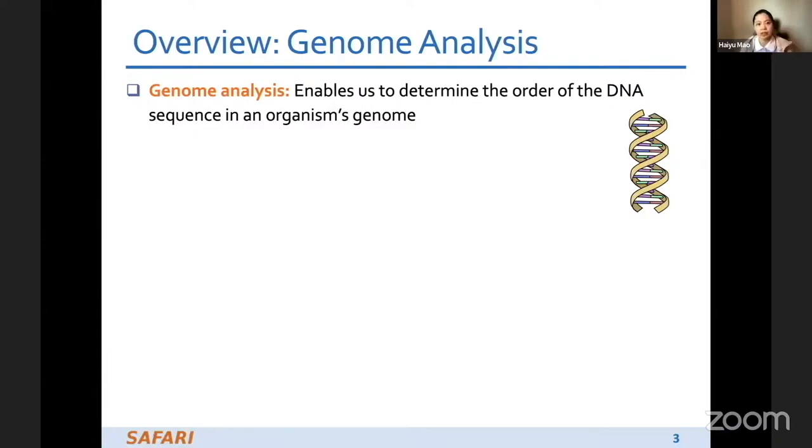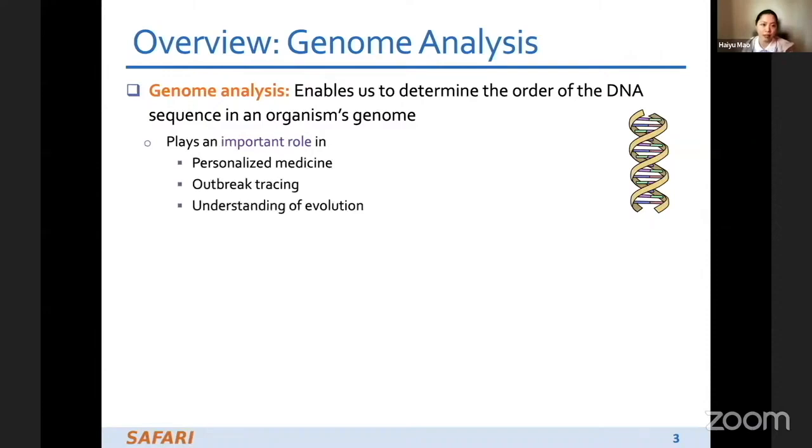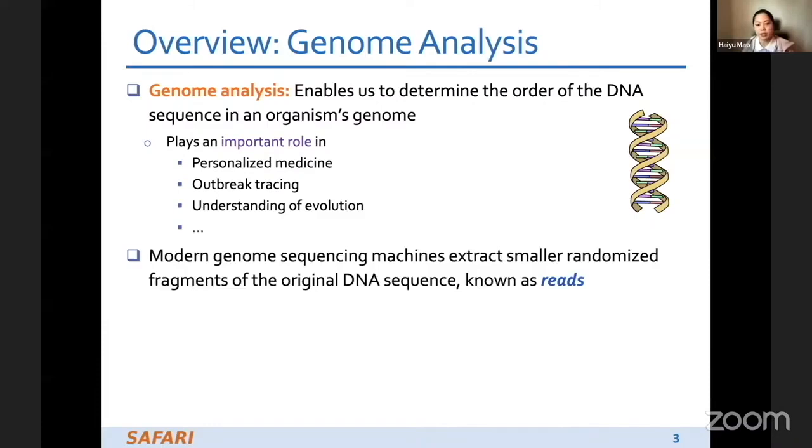Genome analysis enables us to determine the order of the DNA sequence in an organism's genome. It plays an important role in personalized medicine, outbreak tracing, understanding evolution, and so on. Modern genome sequencing machines extract smaller randomized fragments of the original DNA sequence, which are known as reads.